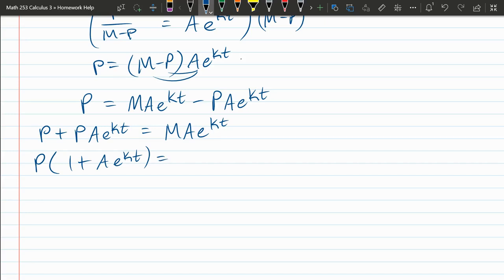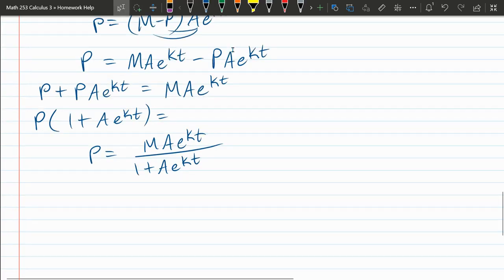You don't have to rewrite the right side, it didn't change. I'm dividing by what's in the parentheses here. M a e to the kt divided by 1 plus a e to the kt. All right, this is solved for p. P is now written as a function of t. The only problem is it's an ugly function of t. You probably saw a slightly prettier version. So how do we make this nicer?